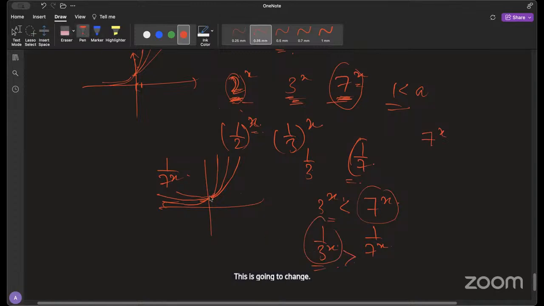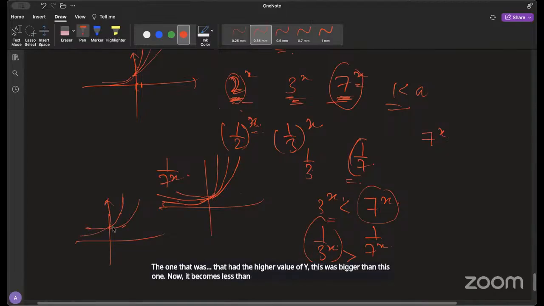Is this fine? So when you come to this side, the one that had the higher value of y, this was bigger than this one. Now it becomes less than this one. Is that okay?